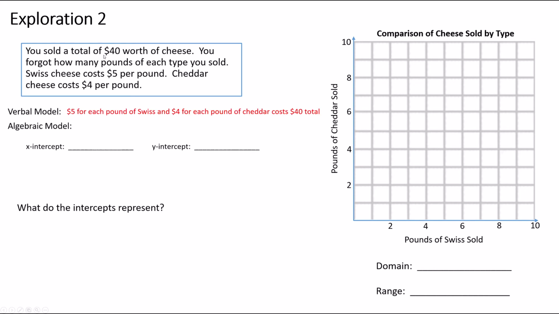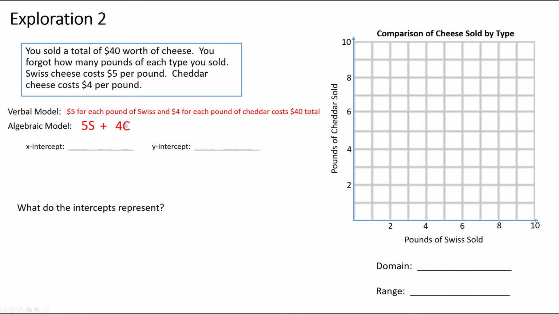Let me talk you through it. We know that it's $5 for every pound of Swiss, combined with $4 for every pound of cheddar, for a total of $40. Algebraically, we would say it's $5 for every pound of Swiss. So if I sell 1 pound of Swiss, it costs $5. 2 pounds of Swiss costs 5 times 2 or $10. 3 pounds of Swiss is 5 times 3 or $15. However much I spend on Swiss, that is going to get combined with how much I spend on cheddar.